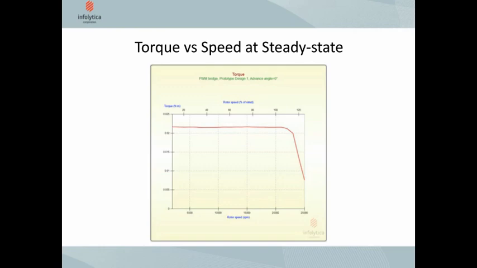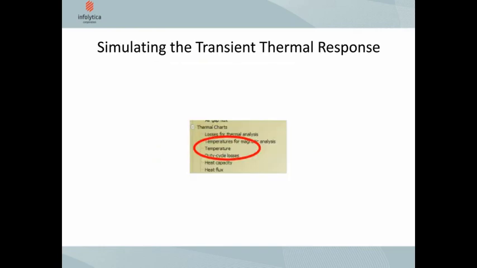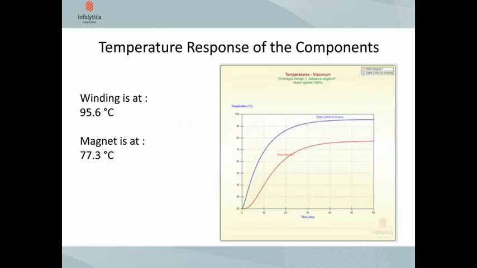Here's the result. The winding is now stabilized at 95.6 degrees C, the magnet at 77.3. For the winding, that's an 11-degree increase. For the magnet, that's an 8-degree increase. But note that the temperatures have stabilized.